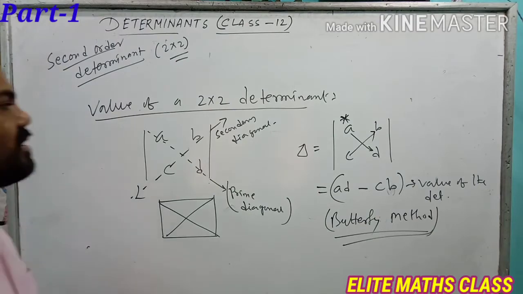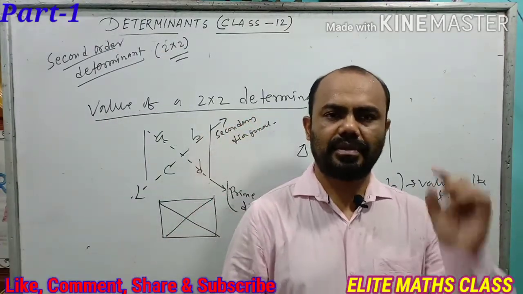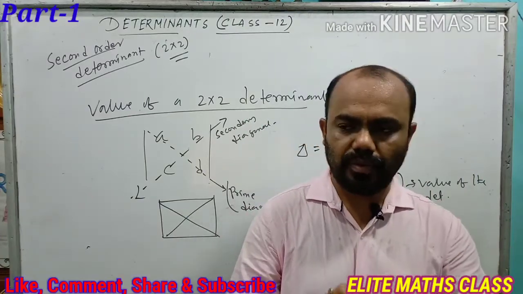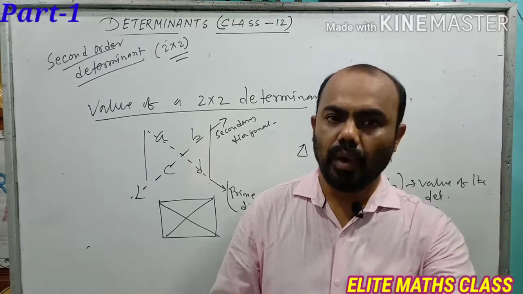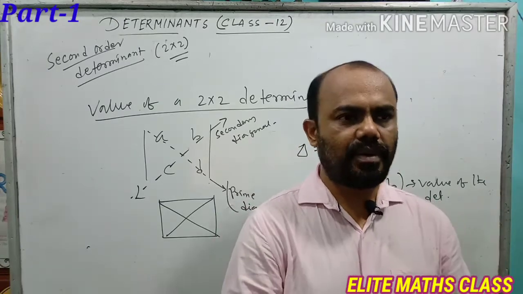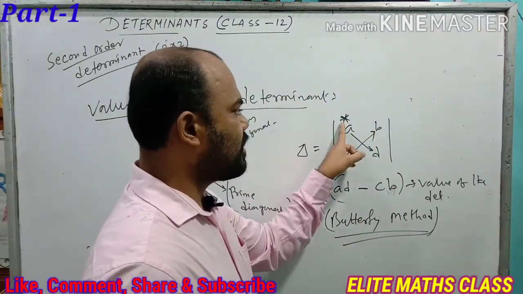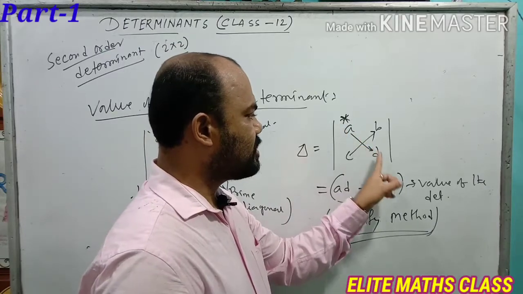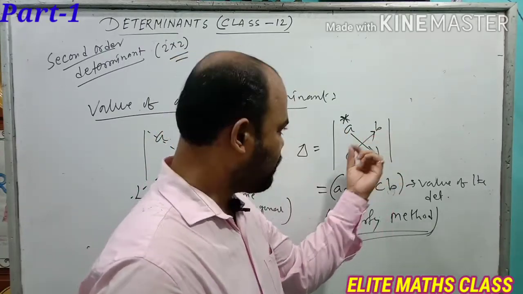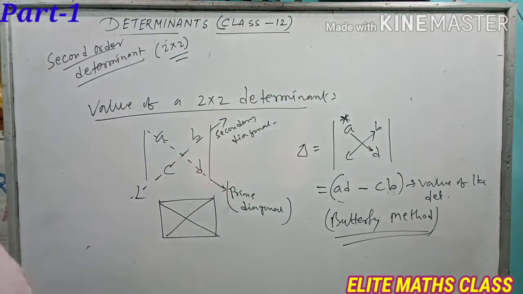So these are the three things you have to remember for a 2 by 2 determinant. A 2 by 2 determinant means there are 2 rows, 2 columns, 4 elements. Then the rule of sign: there are four positions having their own signs, plus, minus, plus, minus. Then how to calculate the value of a second order determinant? This is the way, called the butterfly method. Multiply the prime diagonal elements, minus the product of the secondary diagonal elements. That's all for a 2 by 2 determinant.